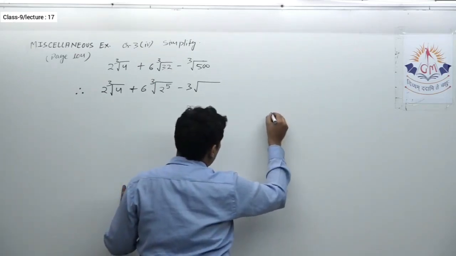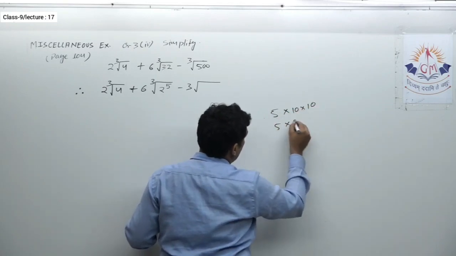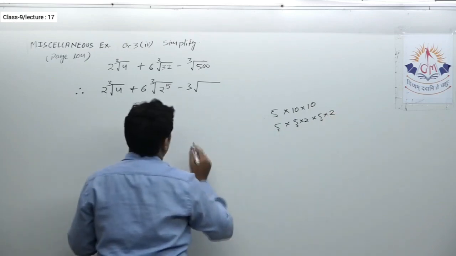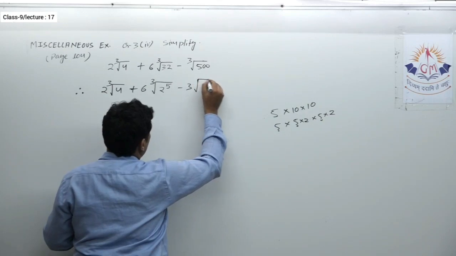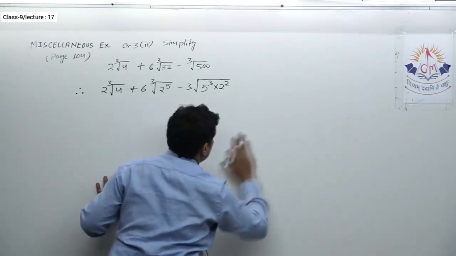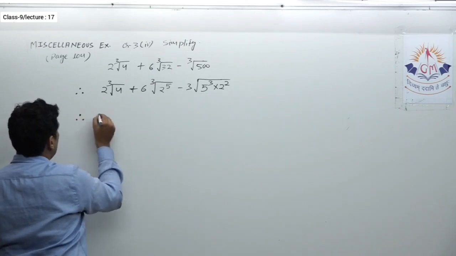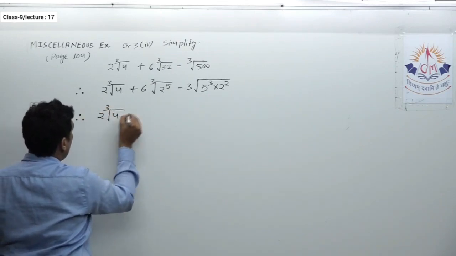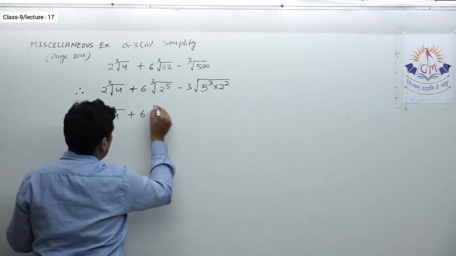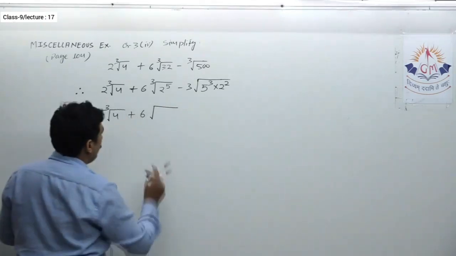If I find the factors of 500, so 5 into 10 is 500, so 5 into 5 into 2 into 5 into 2. So actually this is 5 cube 2 square. So here I can write this as 5 cube into 2 square. Now further, this is 2 into cube root of 4 plus 6 into, now this is 2 raised to 5. The previous sum and this sum are almost the same. Here I am approaching a different method.